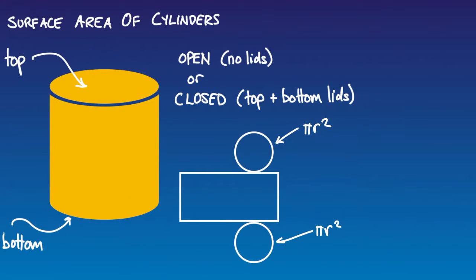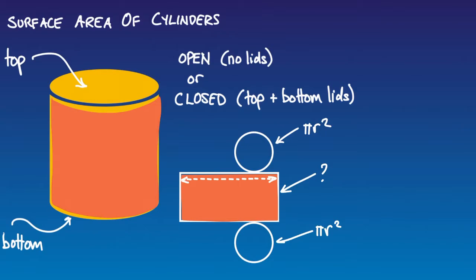But what about this bit? What about this wall, this rectangular shape? Because imagine this was a can of veggies or something. If I took the label off and laid it out flat, so if I snipped it down the middle here and laid it out flat, I'd end up with this rectangle. But what are the dimensions of this rectangle? That's what we want to try and work out.